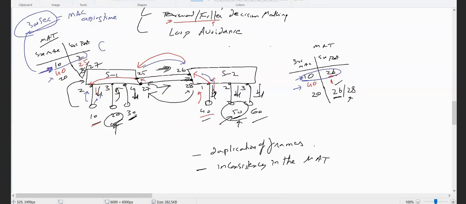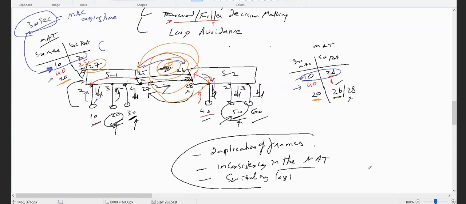If anybody, for example 30, tries to communicate to 20, see what happens. The frame will come from 30 to the switch. Switch will see the MAC address table. Okay, 20 is connected to 27, so I will send the frame here. And according to switch 2, 20 is connected to 26, so the frame is sent here. And now you have a switching loop. So this is the final effect of it. You're going to get switching loops because you have inconsistency in the MAC address table.